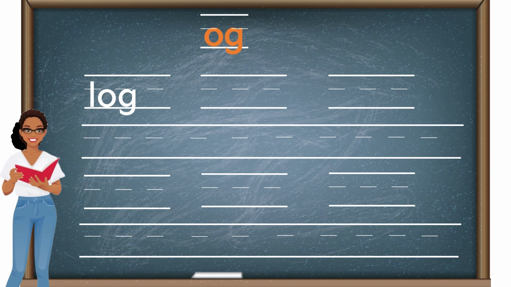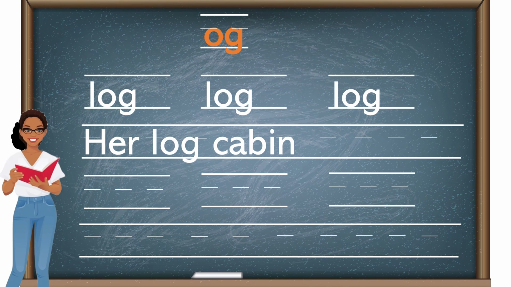Our next sight word from the OG sound list is log. L-O-G. Log. Try and spell it with me. L-O-G. Log. Let's spell it again. L-O-G. Log. Let's use it in a sentence. Her log cabin was clean. Log.